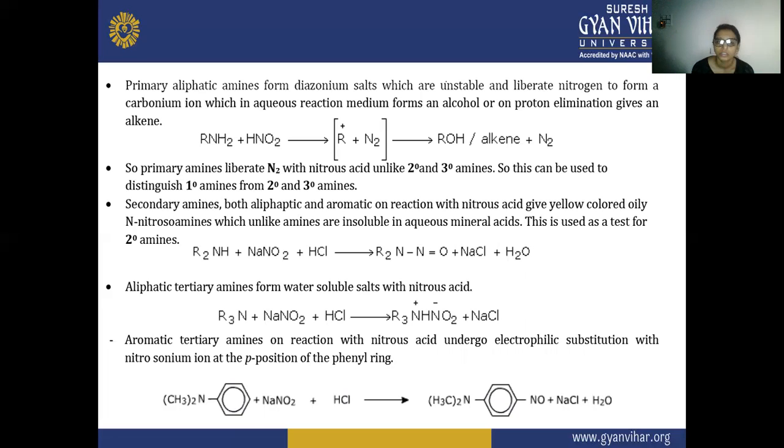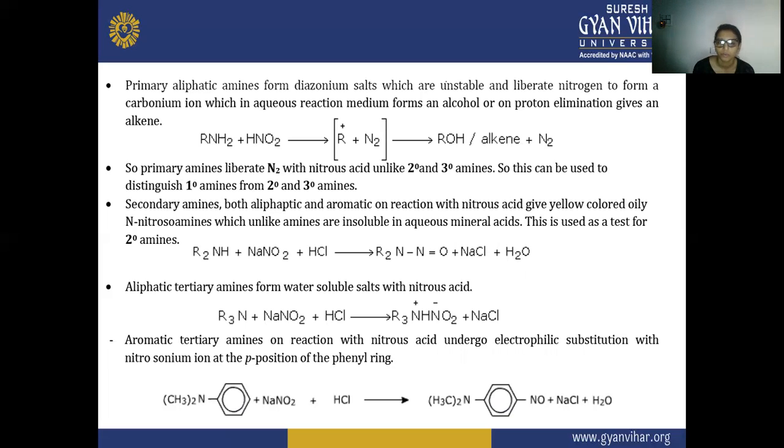So in the case of primary amine, there is a liberation of nitrogen gas with nitrous acid. Unlike secondary and tertiary amines, which do not. So this can be used to distinguish primary amine from the secondary and the tertiary.